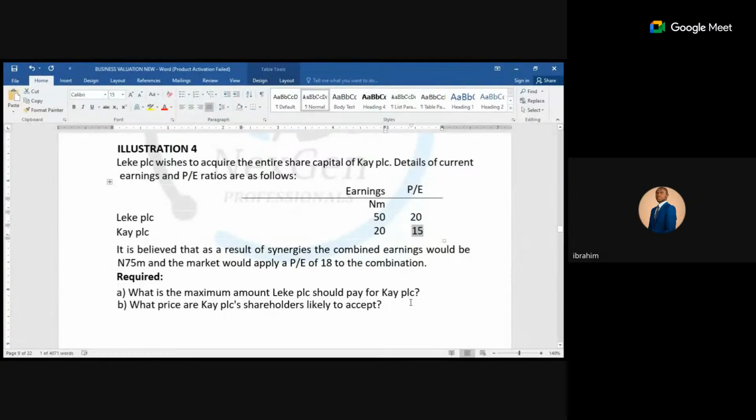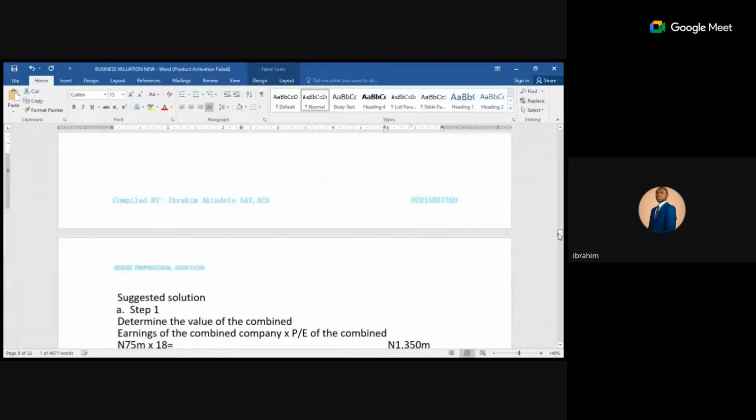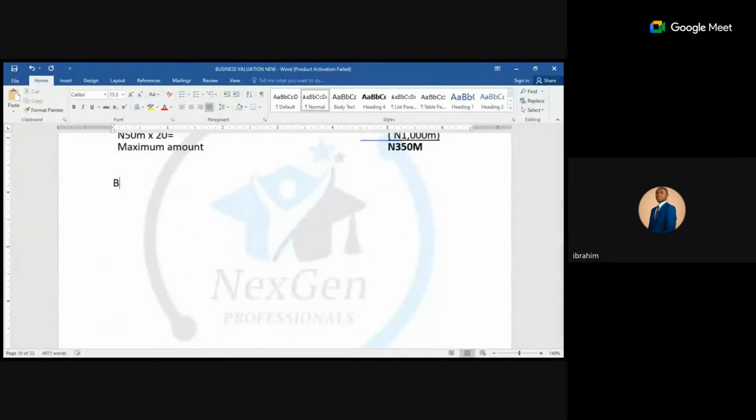Why the maximum amount is the first one we calculated based on the combined. So you can use this as the minimum price or minimum value. We should not forget that this is the concept: earnings is profit after tax divided by the market price, right?